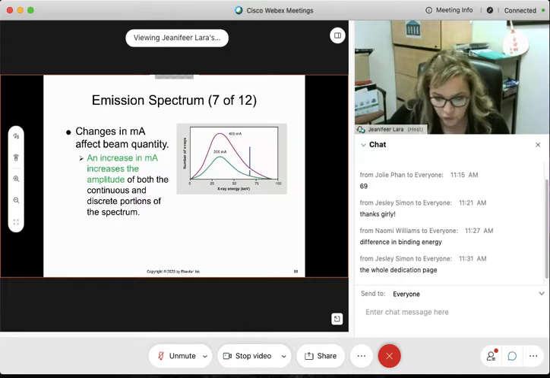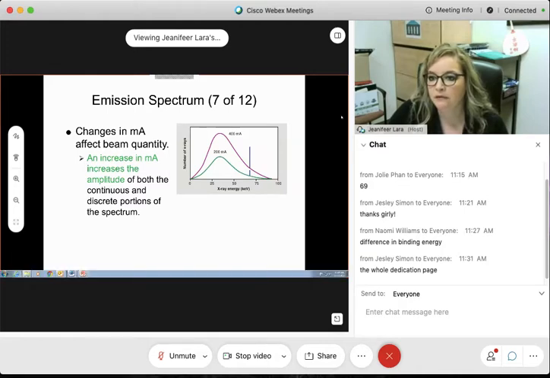So on your chart, if you increase mA, what effect does it have on quantity? It increases it. Why? Because you've added more photons by adding more mA. mA controls how many electrons, and more electrons means more photons, right? Good. Everyone good there? Is everyone following me on the chart? Yes? Thumbs up? Good. Perfect.